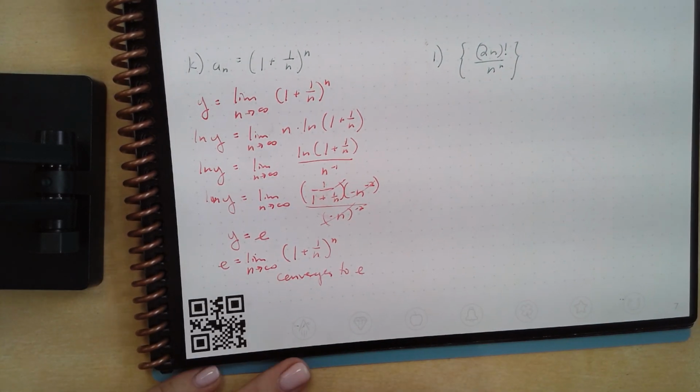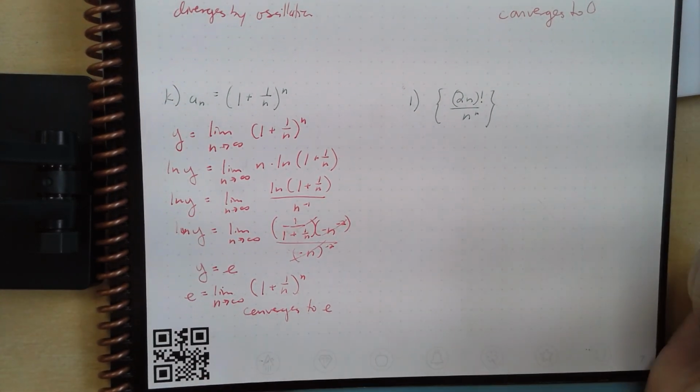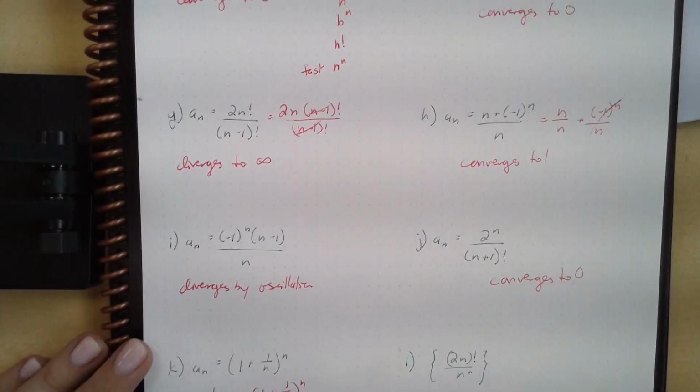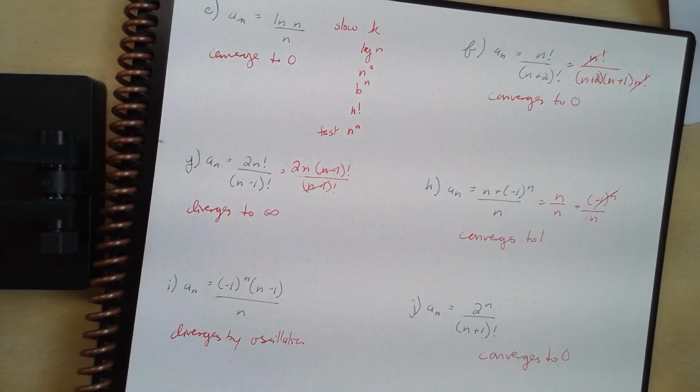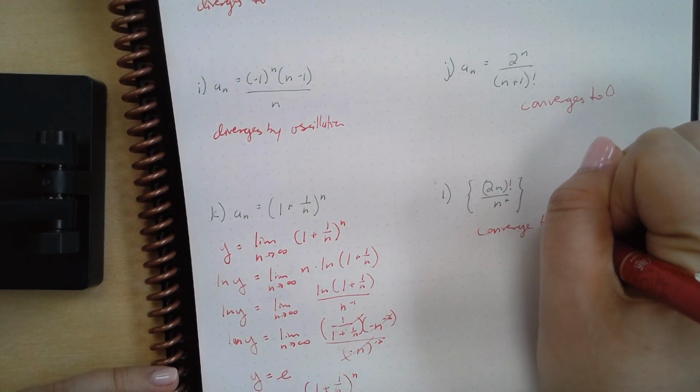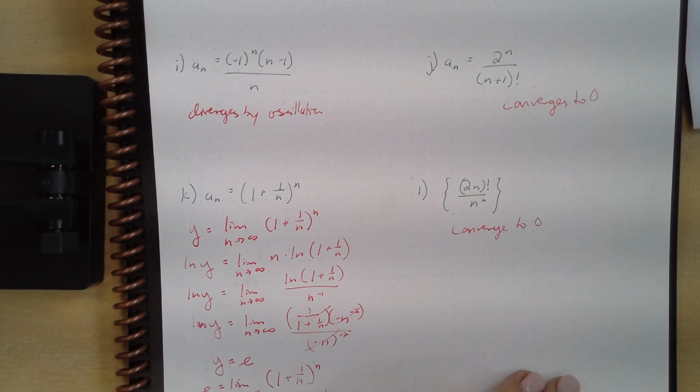What a mess, right? All right, what about here? We have 2n factorial over n to the n power. Again, that chart that I made of slowest to fastest, this one is just going to converge to 0. Okay? All right, let's keep going a little bit.